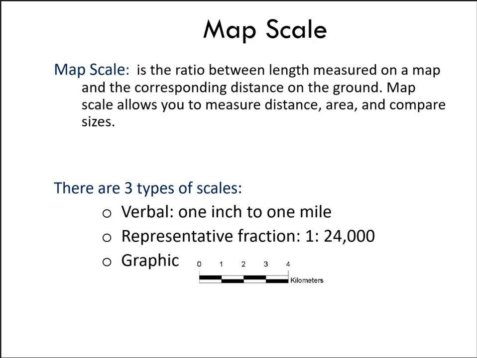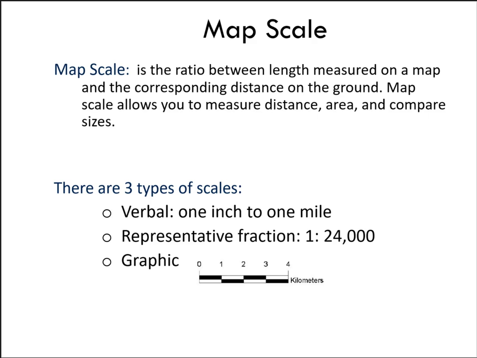The next is a representative fraction. It's a scale that is a ratio or a fraction that expresses a mathematical relationship between the map and the ground. For example, a 1 to 24,000 representative fraction means that one map unit is equivalent to 24,000 ground units. Because a representative fraction carries no units, for example, doesn't carry inches, centimeters, kilometers, miles, or anything like that, it means that the representative fraction scale can be compared between different maps.